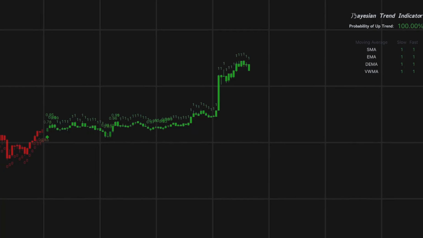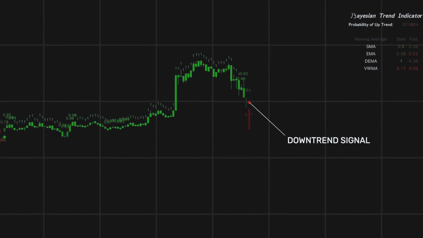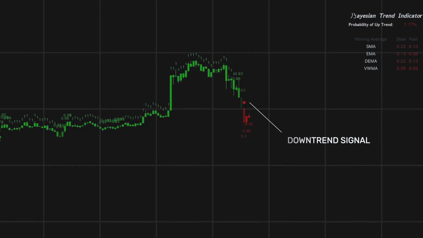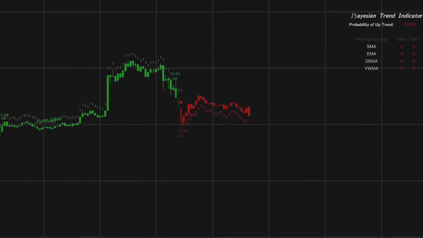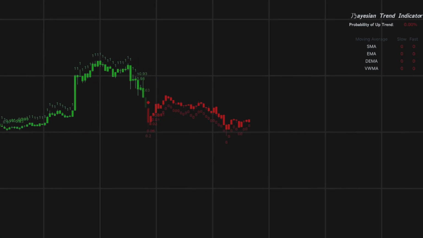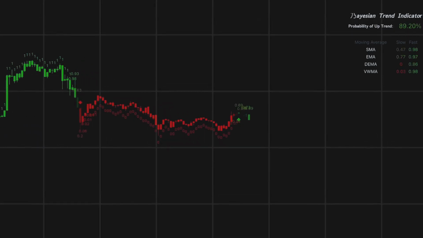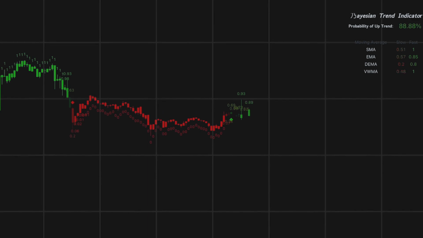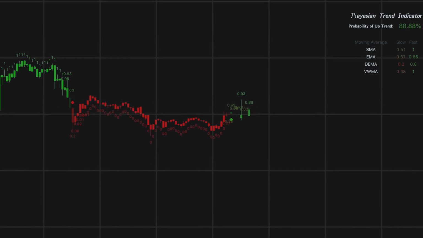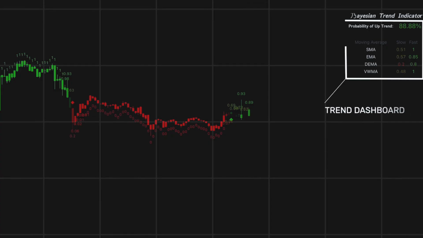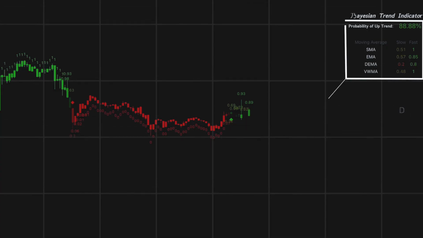To visually represent the trend direction, the indicator colors the bars on the chart based on the posterior probabilities. Bars are colored green to indicate an uptrend when the posterior probability is greater than 0.5 or 50%, while bars are colored red to indicate a downtrend when the posterior probability is less than 0.5 or 50%. Additionally, the indicator displays a dashboard on the chart, providing you with detailed information about the probability of an uptrend, as well as the trends for each type of moving average.